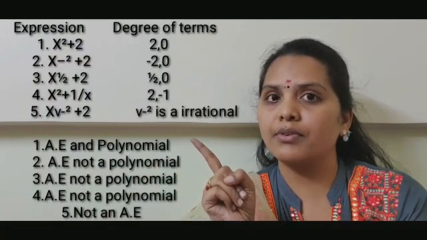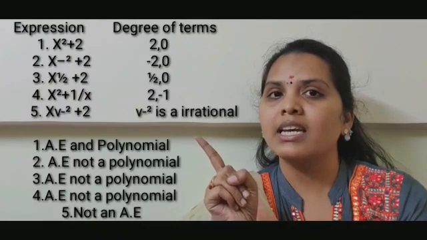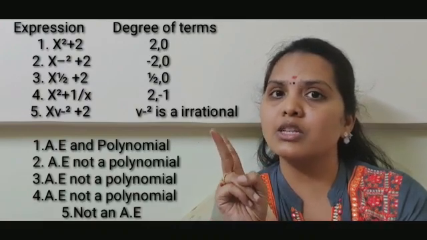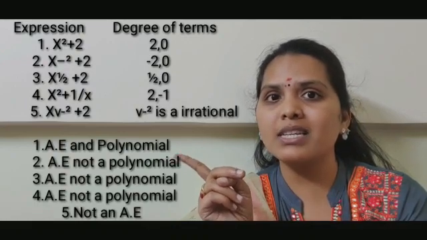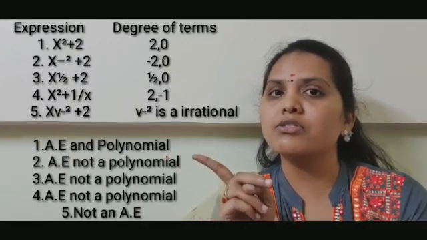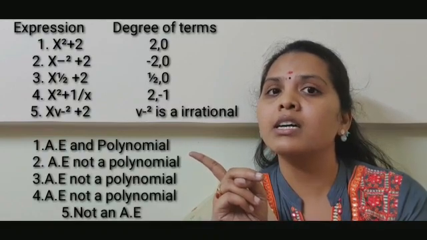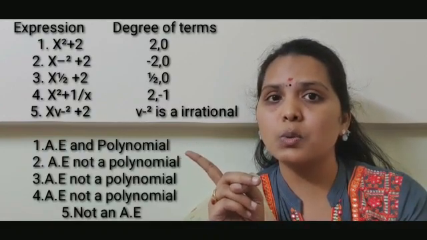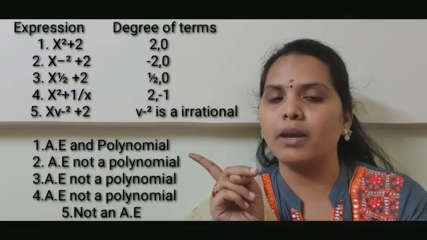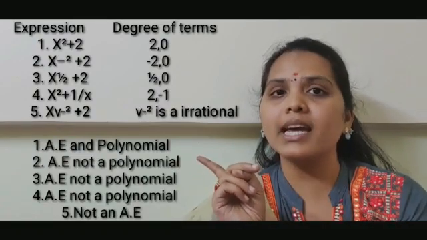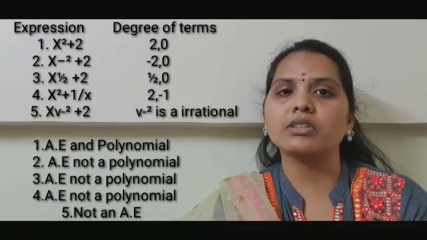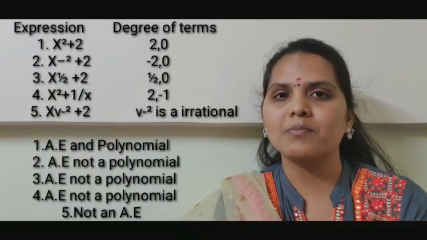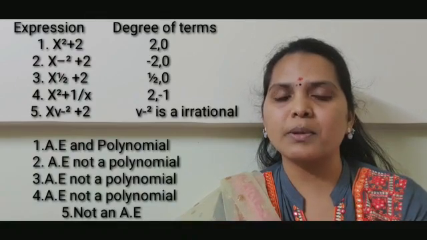So if you take the fourth expression, it contains two terms. In the two terms there are variables, but in the first term the variable has a positive integer power, while in the second term the power of the variable is a negative integer. That's why this expression is not a polynomial, but it is an algebraic expression. So have you got a clear idea about this definition of polynomials? Yes. Next topic is, what are the different types of polynomials?